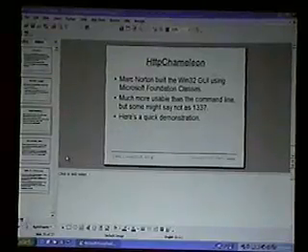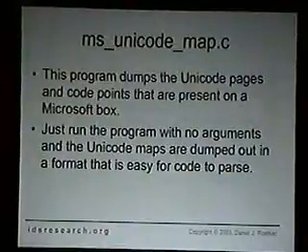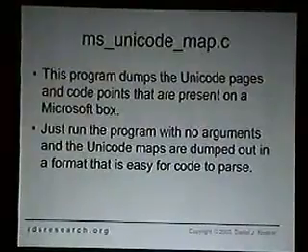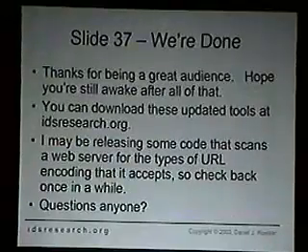So let's see here. Back to the slideshow, and we're almost done at this point. All right, so the MS Unicode map.c, like you saw in the Unicode Explorer that eventually came up, basically just tells you what the different code pages are and the code points. And slide 37, and we're done.